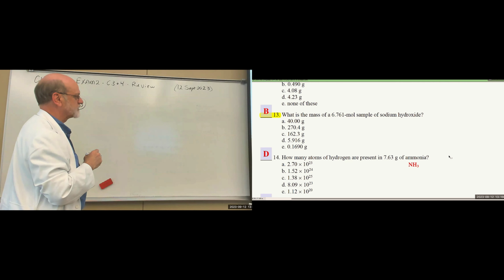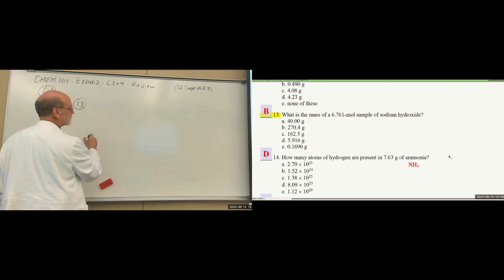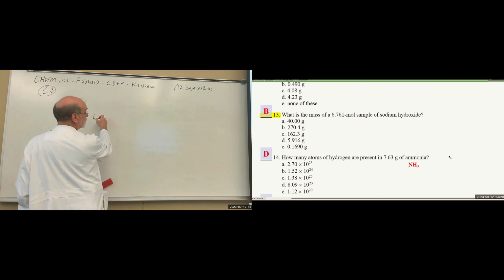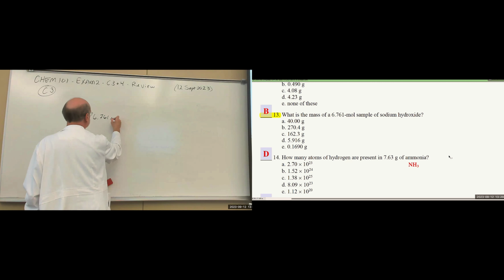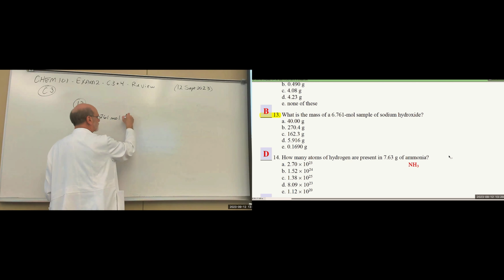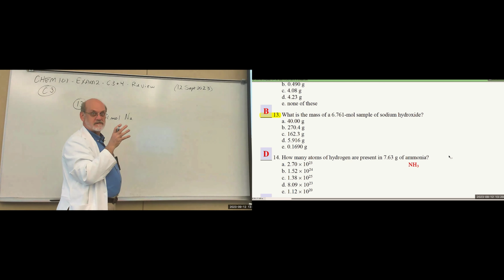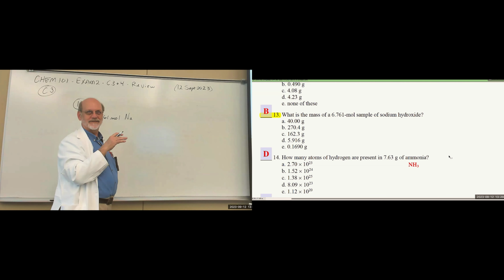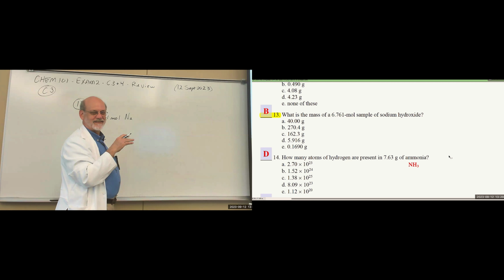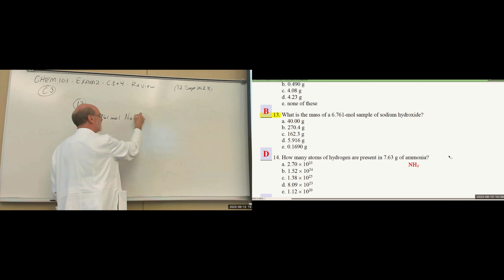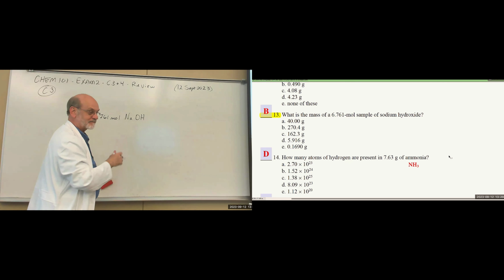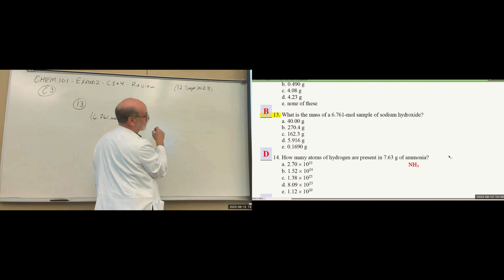What's the mass of a 6.761 mole sample of sodium hydroxide? We know sodium's in there. Hydroxide is polyatomic. OH with a -1 charge. -1 plus 1, that's it. Okay, now we can answer the question.